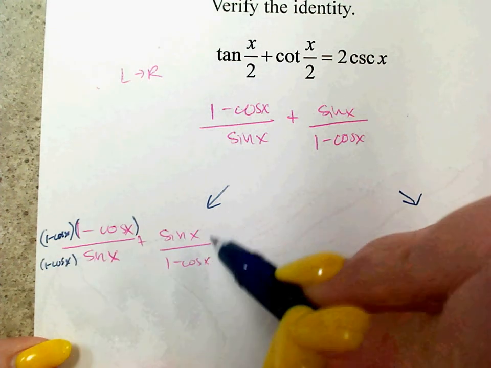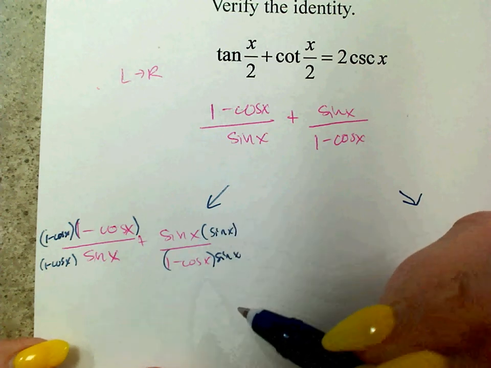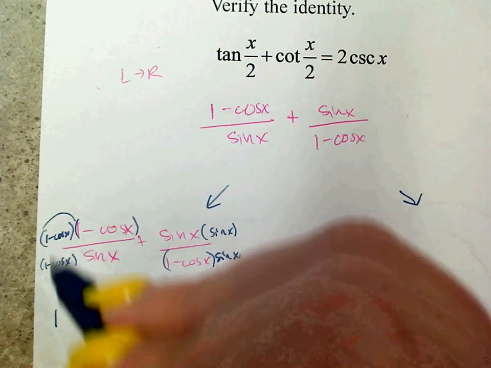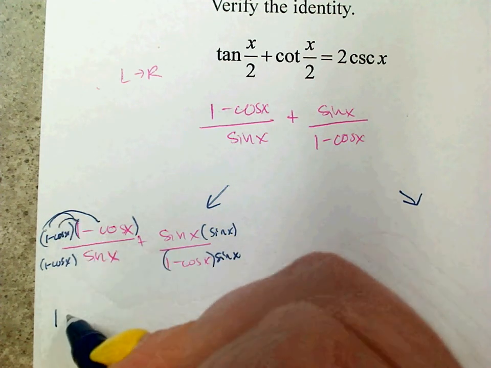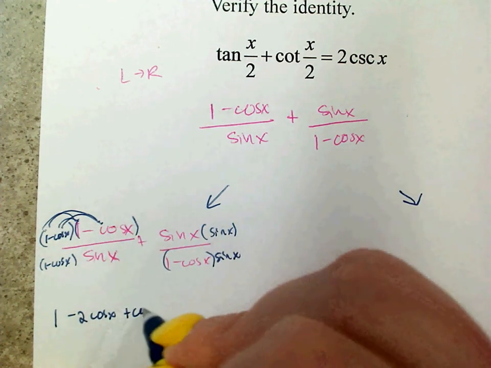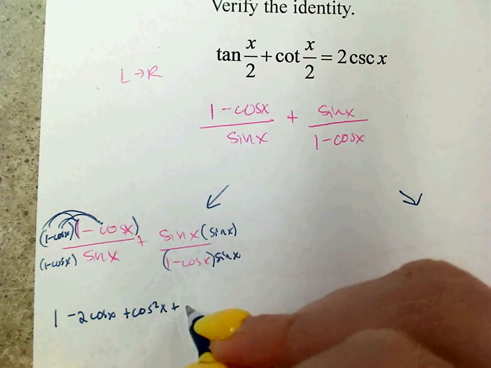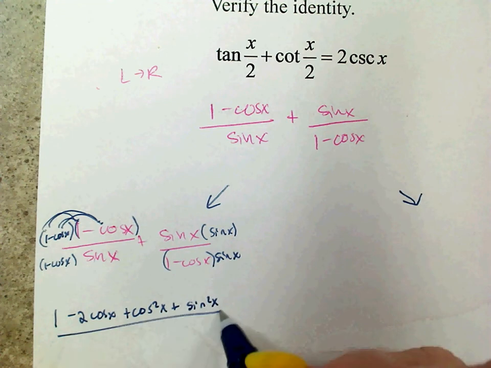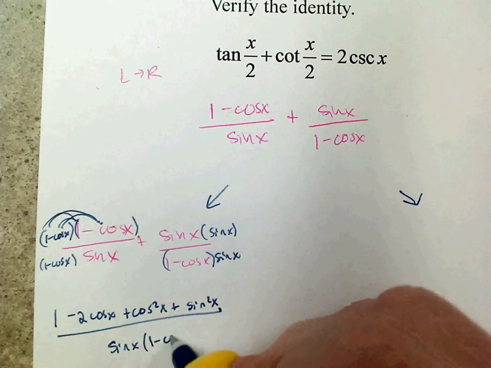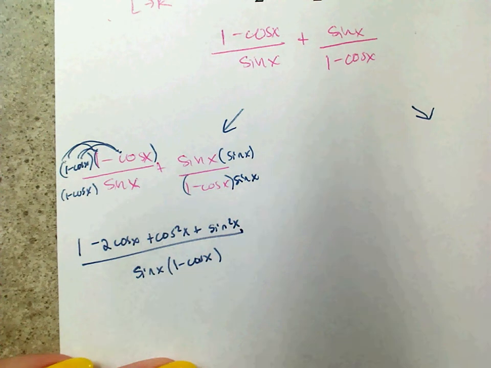So I'm going to distribute this. So I've got 1 minus cosine, that's minus 2 cosine, plus cosine squared, plus sine squared, over sine times 1 minus cosine. Cool. In the numerator, I've got sine squared plus cosine squared, and hopefully we all know that that's 1. 1 plus 1 is 2, so I've got 2 minus 2 cosine over sine times 1 minus cosine.